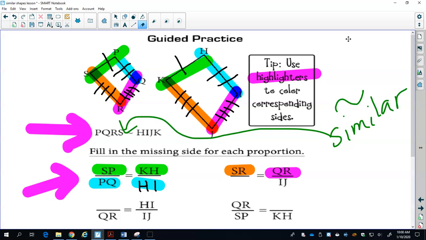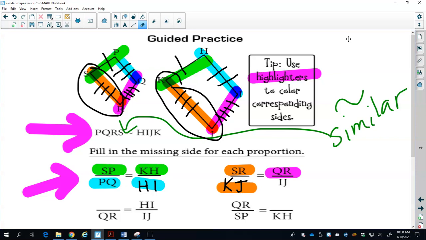So we're comparing SR and QR. So we're looking for the corresponding side. The one that's going to go on the bottom is the corresponding side to SR. And SR corresponds, you can see, if this is SR, it's going to go with KJ. So we're going to put KJ down here. And then it gives you the rest. QR goes with IJ. So again, SR goes with KJ as QR goes with IJ. It's just corresponding sides.